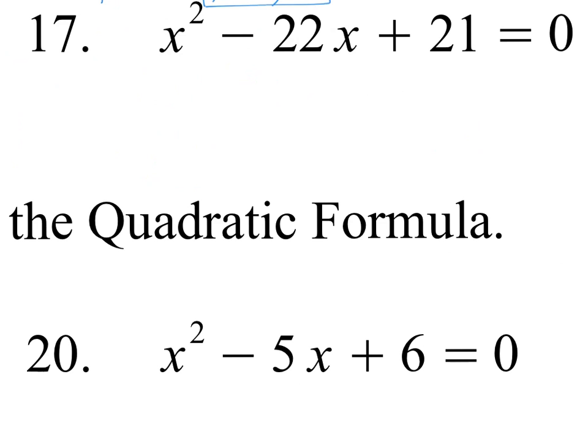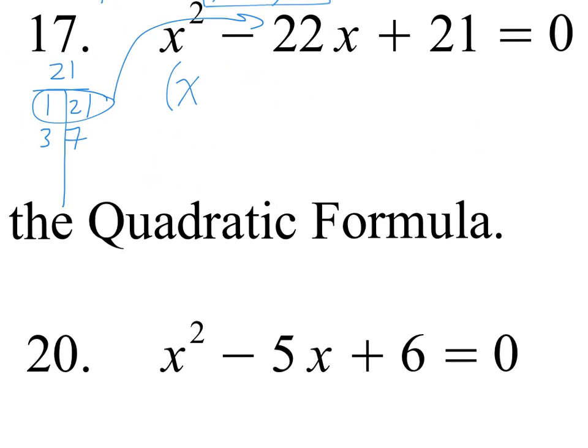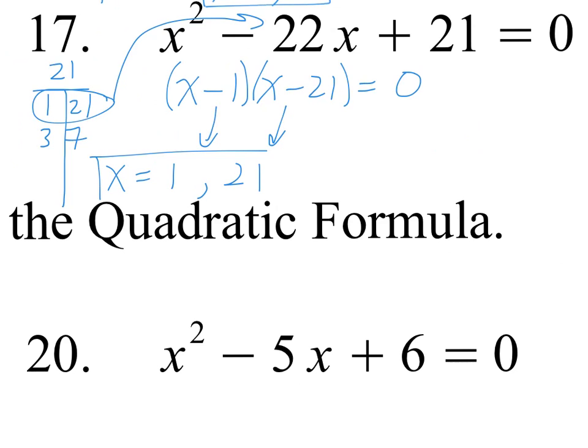Alright, so we've got 2 numbers that multiply to 21. 1 and 21, and 3 times 7. Those are the only factor pairs. Now, 1 times 21 also adds up to 22, so we can do x minus 1 times x minus 21. That's factored correctly. Now you've got 2 solutions. x could be equal to 1 or 21.